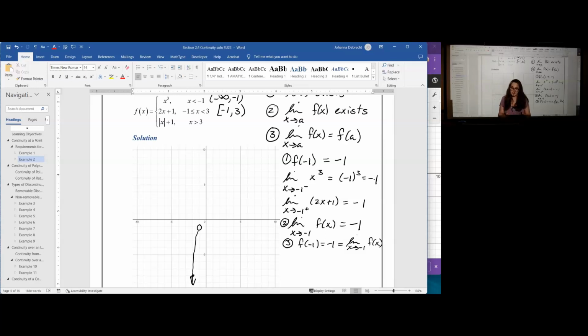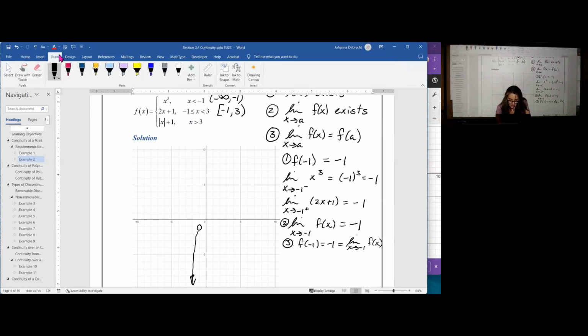I know that on this piece, f of -1 is, in fact, -1. So I'm going to fill in this hole with a solid dot. And then I can graph 2x plus 1, but only up to the connection point at 3. And the connection point is not included, so it becomes a hole. When I substitute 3 into the second piece, I get 7. And this is a hole.